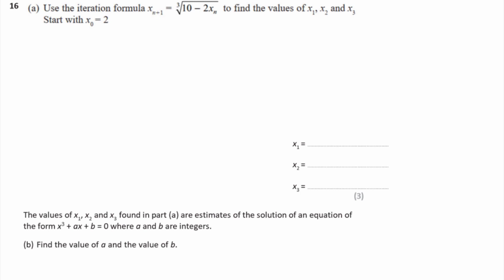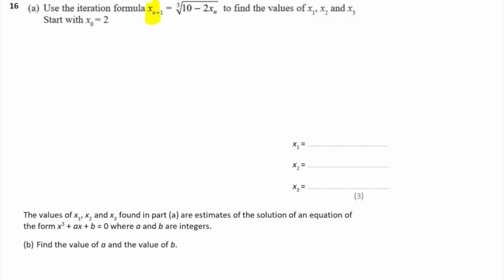Question 16a. Use the iteration formula x_{n+1} equals the cube root of 10 minus 2 lots of x_n to find the values of x1, x2 and x3. Start with x0 equals 2. Okay, so an iteration formula gives you the next term in the sequence if you know the previous one.